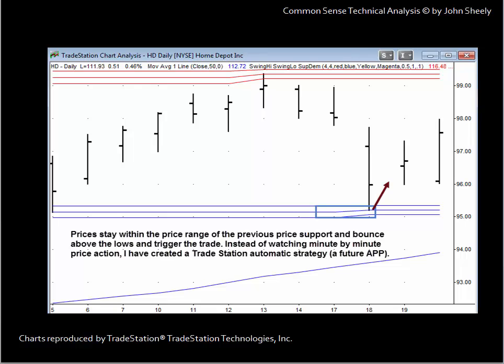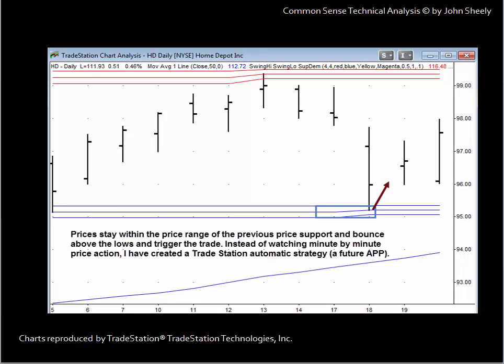In the daily chart in Home Depot, we see the example of the concepts that we're going to use for our strategy. We see the previous support area, but instead of just one price, we have created a higher and lower price zone.